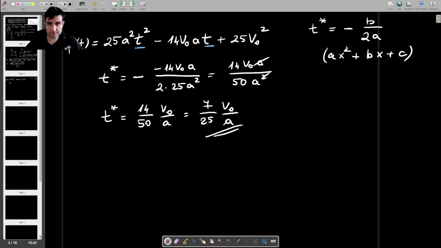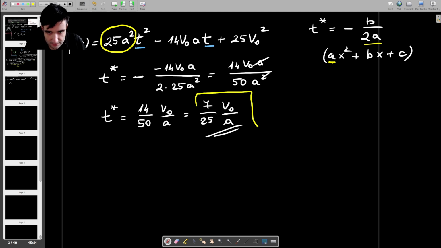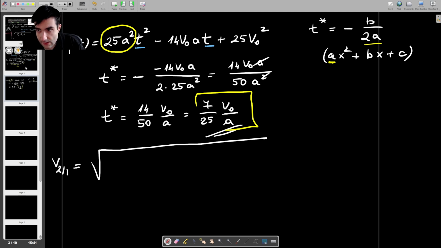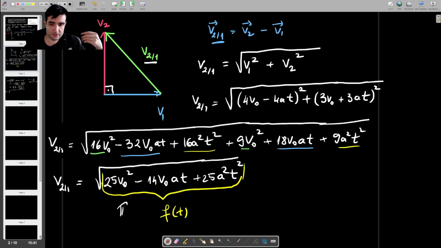So this is the time that gives us the minimum, right? And we know this is a minimum because the first term of the quadratic is positive. So if a is positive, then our parabola has a minimum given by this formula. Okay, so we found the time. That's great. Now we can plug in the time and get the relative velocity, which is simply found by plugging the value of time that we got into this.